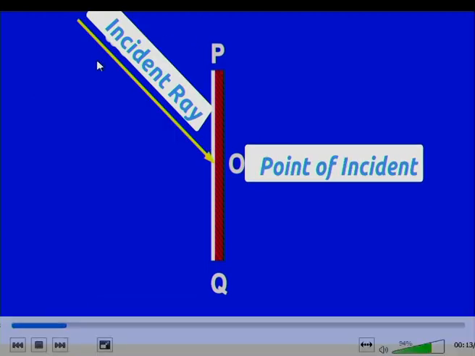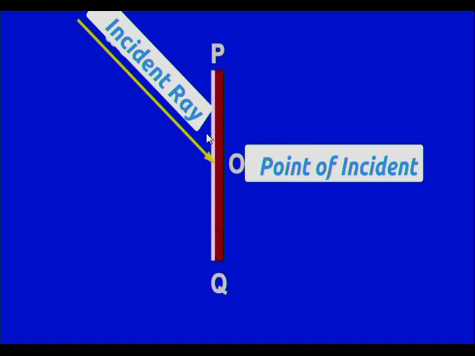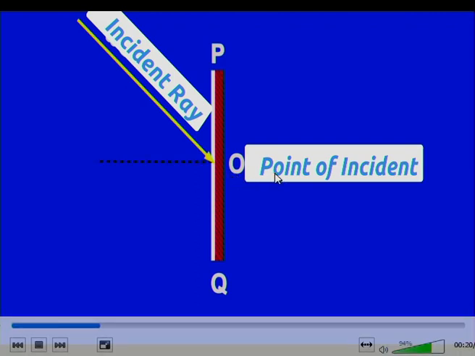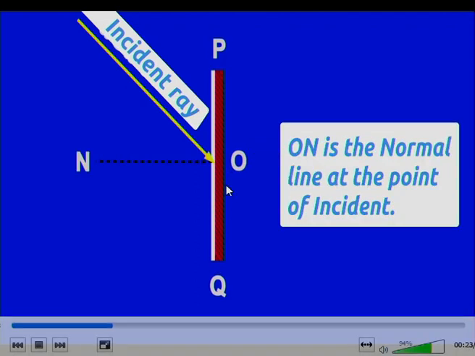A ray which is coming from the light source will fall on the mirror. This ray is called the incident ray at the point O. Here the point O is called the point of incidence. Now we are drawing a line from O to N which is perpendicular to PQ, and it is called the normal.